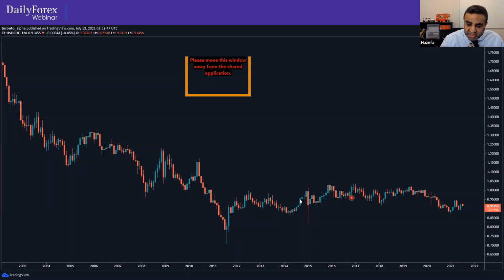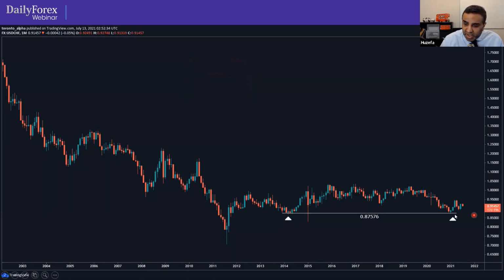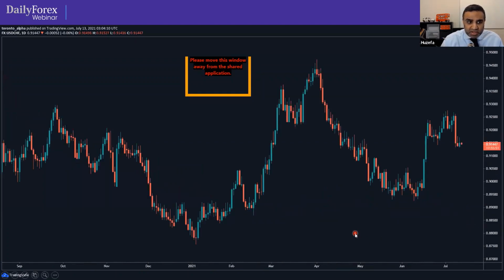Now, it's stabilized into this range since, and I see it recently bounced off a support level. That was the bounce off that candle there, 87.58, 0.8756 is where I've drawn my support line. So I think it's going to make a bit of a bullish run after bouncing off this support. So let's zoom into the daily. I've skipped the weekly, going straight to the daily.